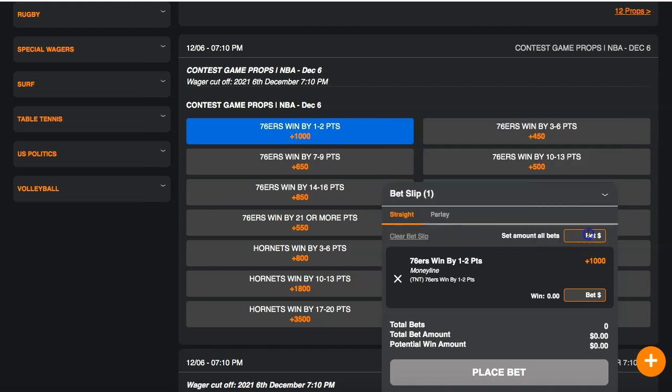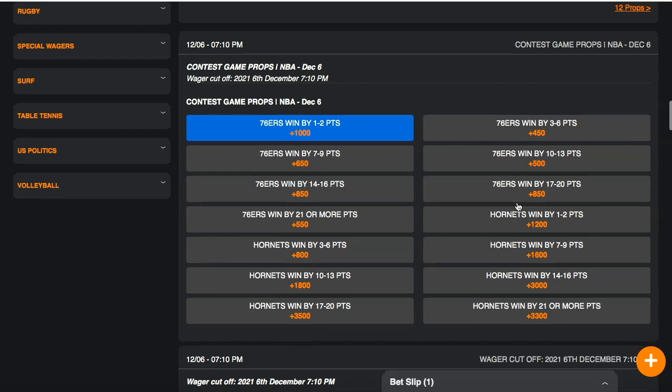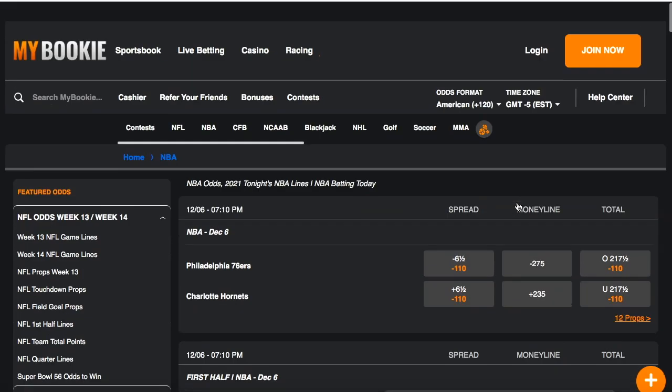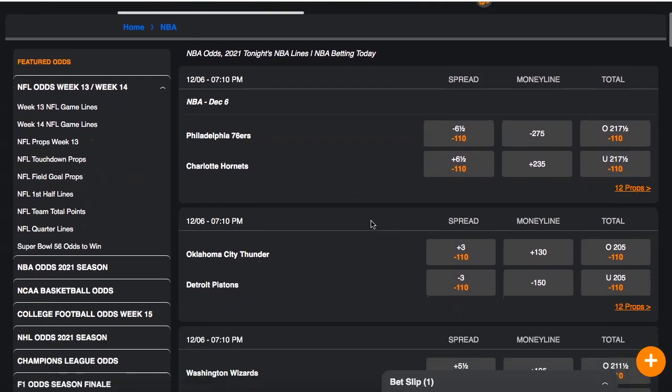So I'll show you guys over here. You're going to put 1,000 to win $10,000, you would click place bet, and your bet would be placed, okay? Obviously, I'm now logged in because I already have an account. Once you create an account, you deposit money, you'll be able to place the bet. So that's that for you. So let's go back to NBA, and let's just do some examples over here.